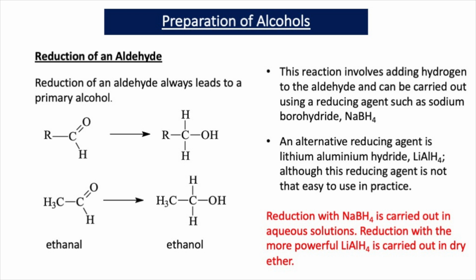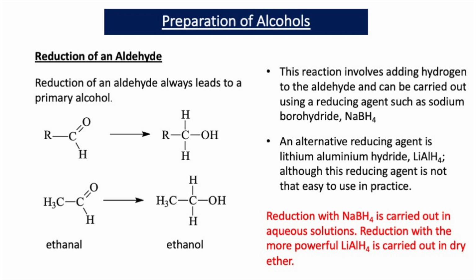Now, when an aldehyde gains hydrogen, it turns to a primary alcohol. And if we look at our general formula of an aldehyde, you can see that we have one R group, one alkyl group. And when we reduce this aldehyde, it turns to an alcohol with one R group, with one alkyl group. And that's why it's classed as a primary alcohol. So when you reduce an aldehyde, you get a primary alcohol.